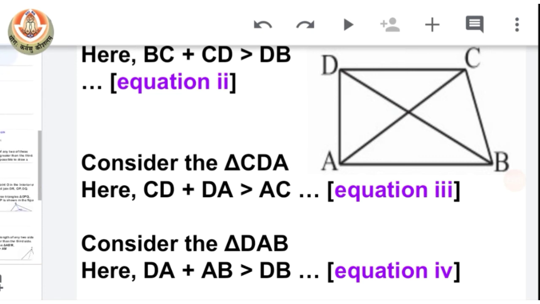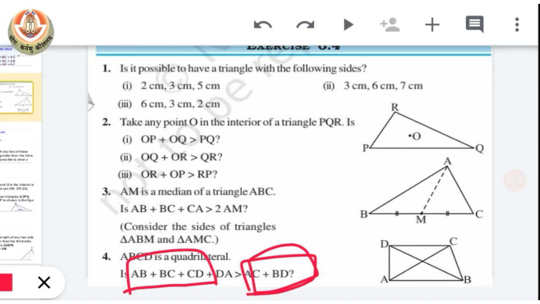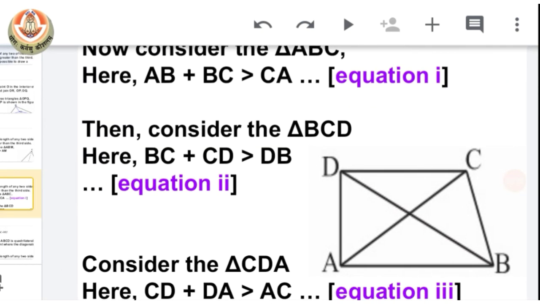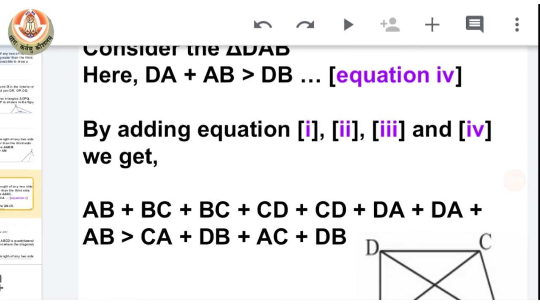Why? See, what we have to prove in this, we have to add all the sides of the quadrilateral and diagonals together. Sides of the quadrilateral together and diagonals together. That is why we are going to add all the 4 equations, so that we can get the sum of the sides of the quadrilateral on the one side of the greater than sign and the sum of diagonals on the other side.